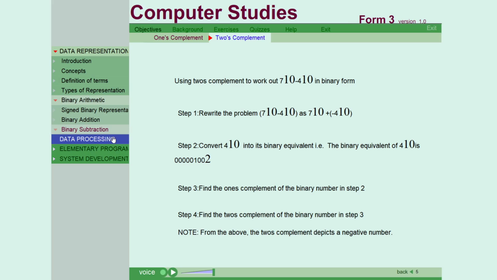Step 3. Find the 1's complement of the binary number in step 2. The 1's complement of 4 to the base of 10 is 11111011 to the base of 2. Step 4. Find the 2's complement of the binary number in step 3. Note that from the above, the 2's complement depicts a negative number.